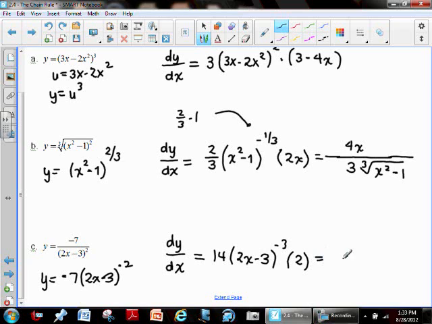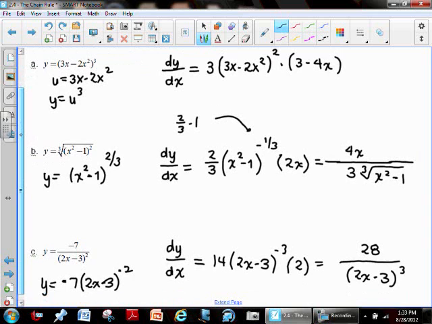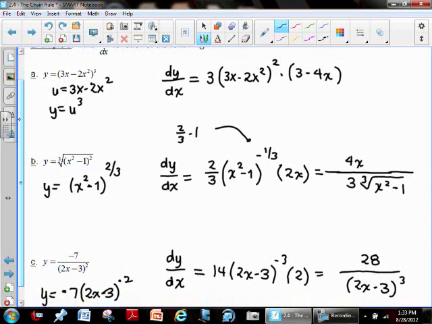Now once again, this can be simplified just a tad. We've got a 14 times a 2 that can multiply. That would make 28. And then the 2x minus 3, because it has a -3 exponent, it is best that it is written down in the denominator, now with a positive 3 exponent. And there you go. You've got example 3a, b, and c that you can look at now and sort of pattern some of the future problems off of them.